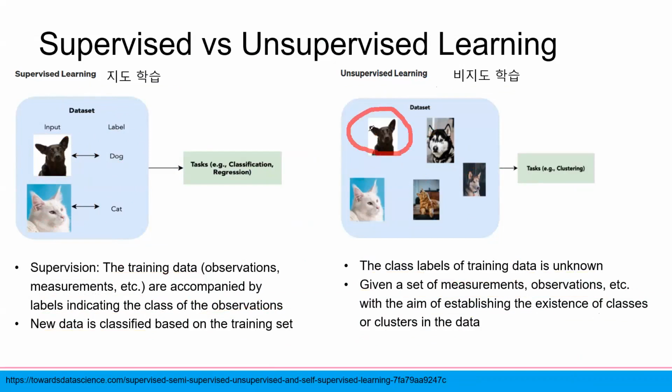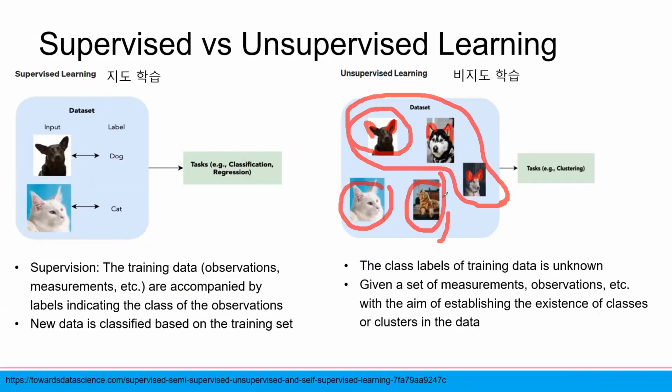So if I have this kind of figures, I can just do something like finding the similarities. Maybe they have the same ear, so I can put all of them into one category. Maybe they have the same shape of the face. I can put those two into the same category. So later on we call this clustering.